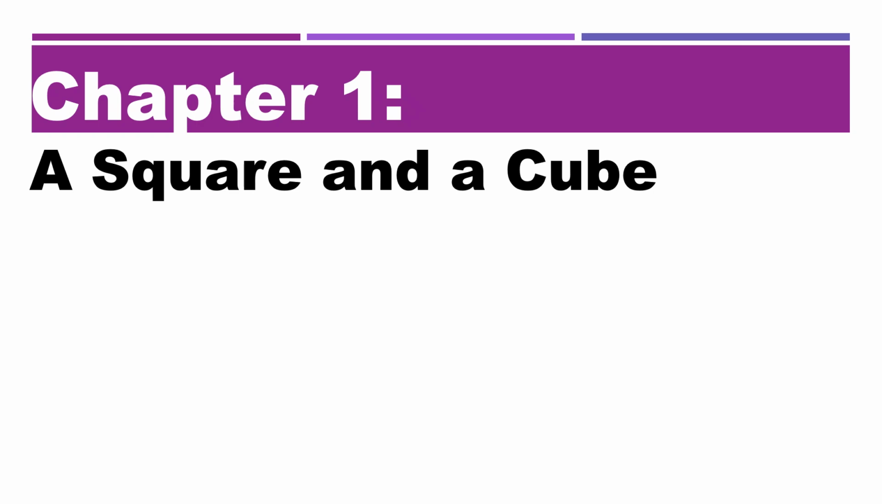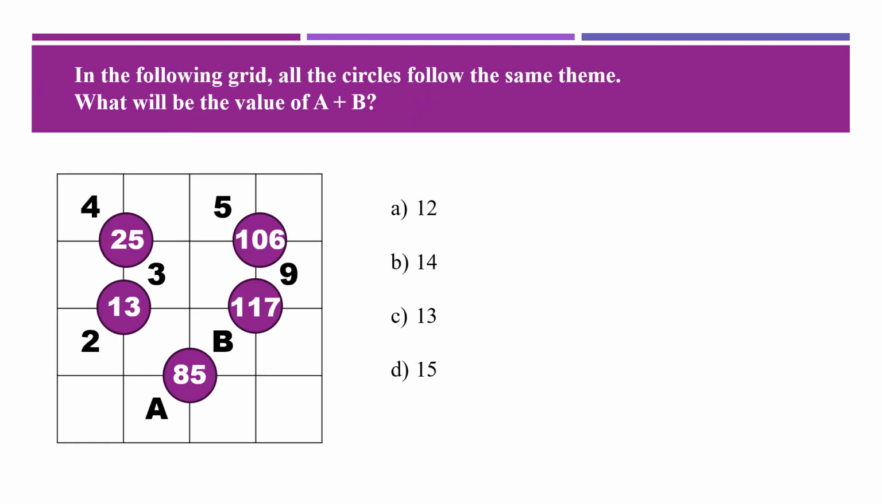Chapter 1, a square and a cube. Here we have our first question. In the following grid, all circles follow the same theme. What will be the value of a plus b? Let's find the values of a and b first. For that, we'll have to understand the pattern in the grid.